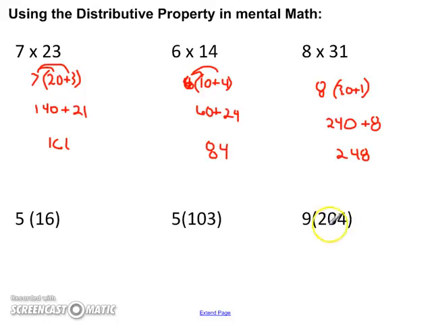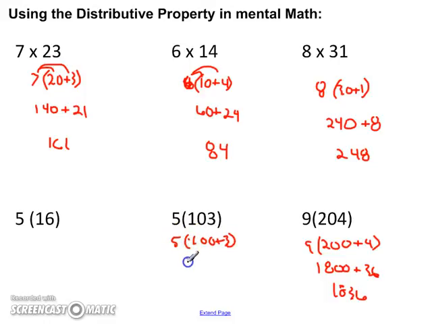You can do the same thing for 3-digit numbers. In this particular case, I might call this 200 plus 4. Okay, so 9 times 200, well, 9 times 2 is 18, and then tack on the 2 zeros. 9 times 4 is 36, so 1800 plus 36 is 1836. 103, 100 plus 3, times this 5, so 500. It's 5 times 100. 5 times 3 is 15, 515.